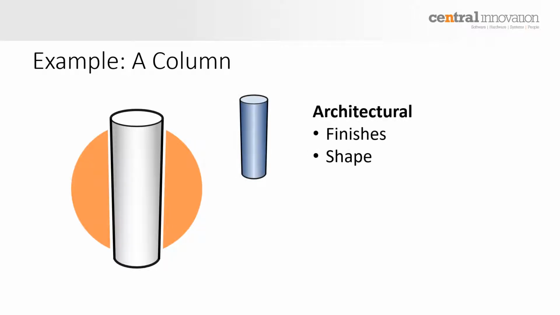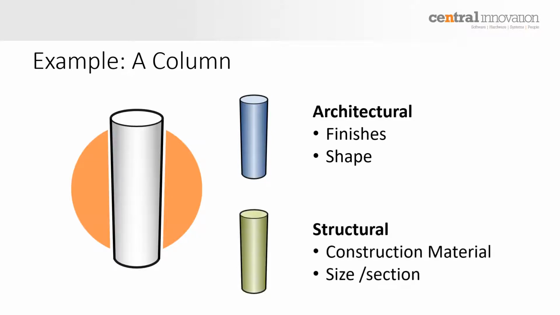But there are different aspects to the element itself, the column itself, that might rely on different people or different companies. Typically, for a column, the architects will be worried about the finishes and its shape, right? And that's something that very likely a structural engineer won't be worried about. On the other side, the structural engineer is heavily worried about the construction material, because it relies on how much load it can take, and of course the size and section of the actual column, so that it can translate that into calculations and loads.